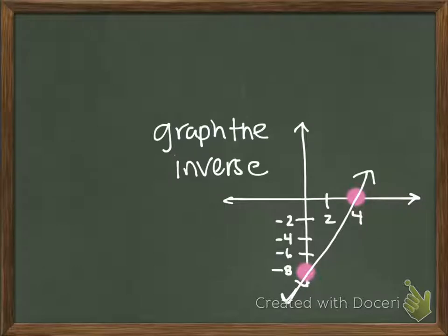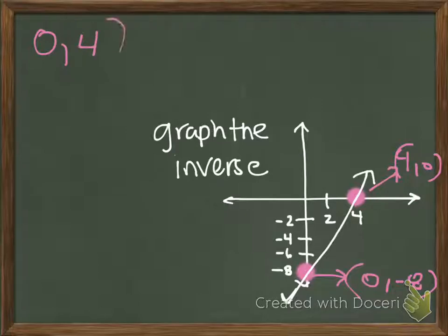Next one, we're going to graph the inverse. Here we're given 2 points. Looks like this point is going to be 0, negative 8. This point is 4, 0. So to do the inverse, we're going to just flip it. So we're going to graph 0, 4, and negative 8, 0 instead.